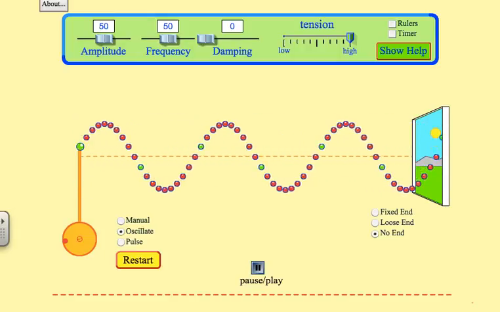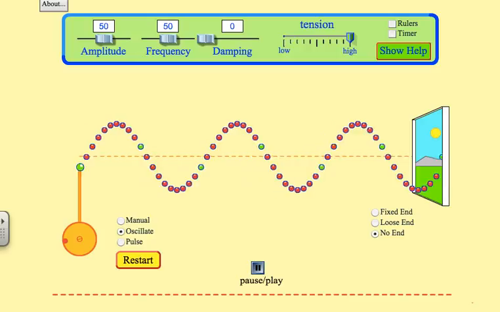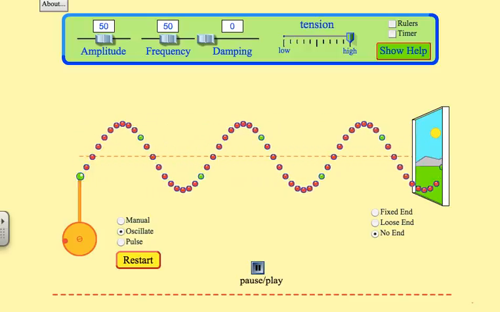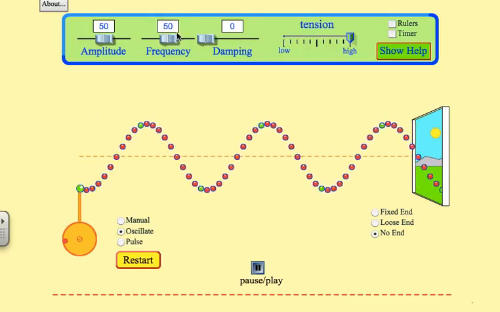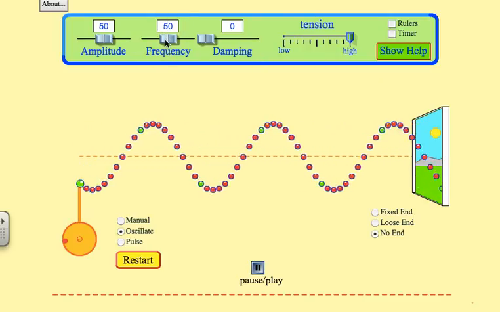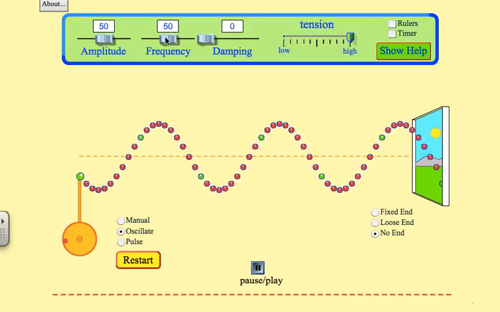If we remember from class, frequency or the frequency of a wave is essentially the number of waves that you will see for a given amount of time. So if you notice up here, 50 is not the actual frequency. This does not signify a frequency of 50 hertz.